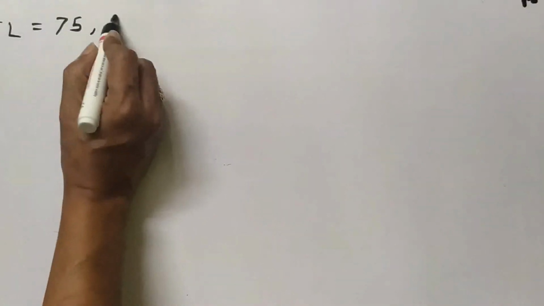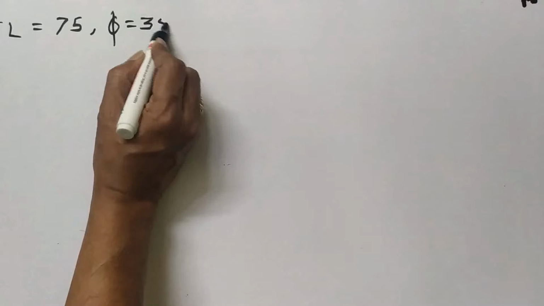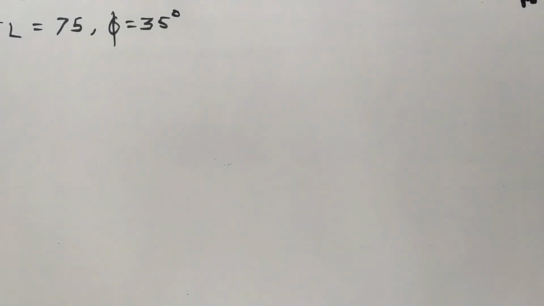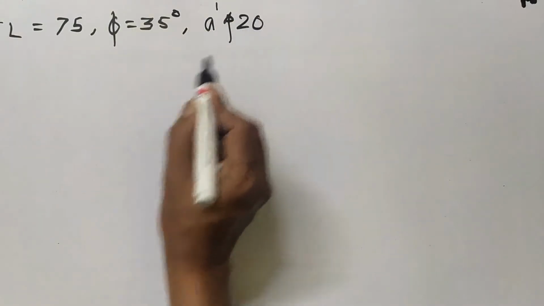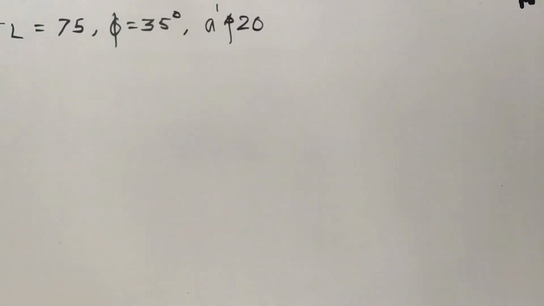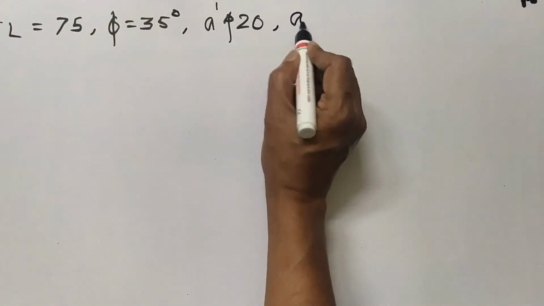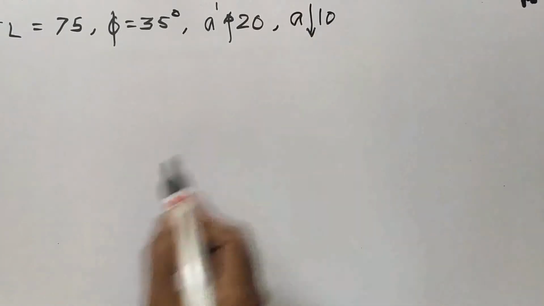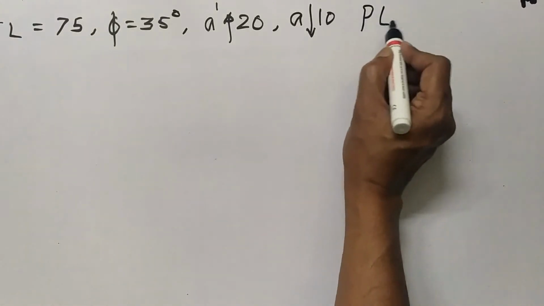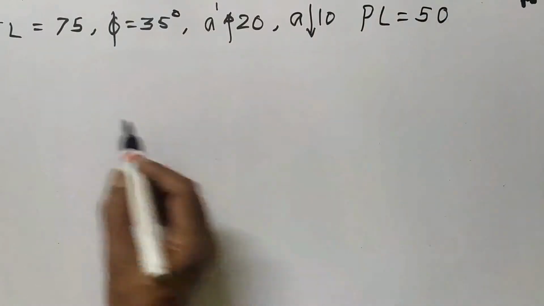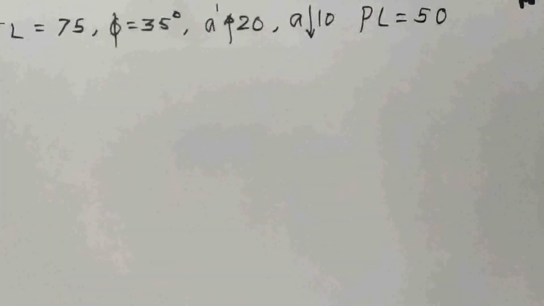Then it is inclined at an angle of 35 degree to VP. So phi is given, phi equal to 35 degree. And its end point A is 20 mm above HP. So A dash is 20 mm above HP, and 10 mm in front of VP. So A is 10 mm below XY. Then draw the projection of line when plan length of line is 50 mm. So plan length is given 50 mm. So these 5 data are given. So I will solve this problem.